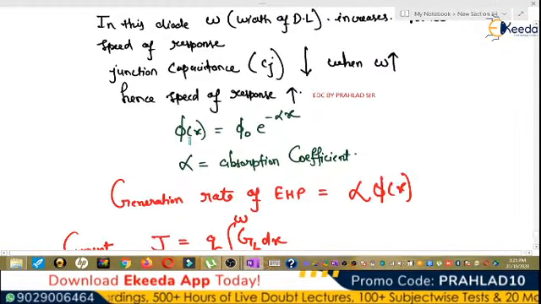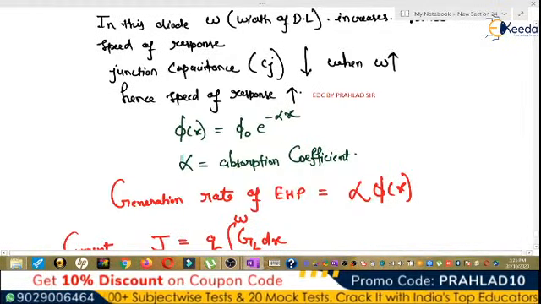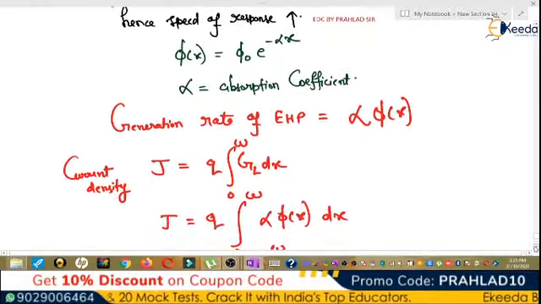Here we use one formula: phi(x) is equal to phi naught e to the power minus alpha x. Alpha is the absorption coefficient and phi is the intensity of the incident photons. Then the generation rate of electron-hole pairs is alpha phi(x).